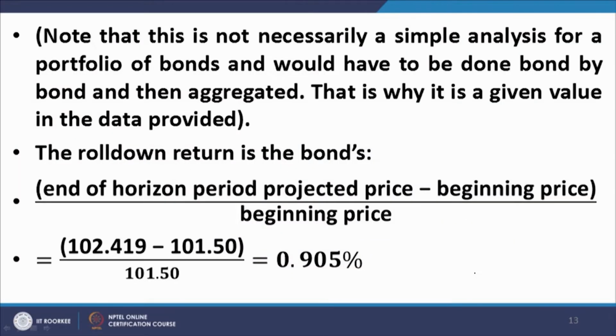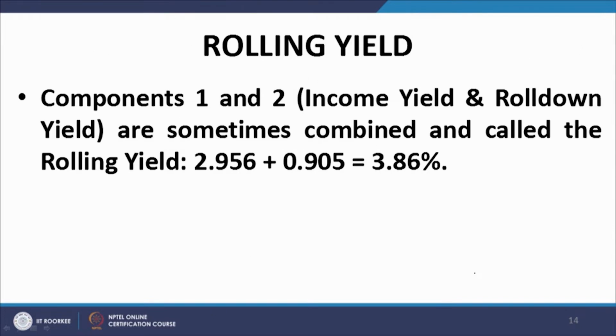The roll down yield will be given by the projected price at t equal to 1 year at the end of the holding period or at the end of the investment horizon, which is 1 year in our problem, that is 102.419 minus the initial price, which is 101.50, divided by the initial price, that is 101.50. So, that turns out to be 0.905%. The rolling yield is the aggregate of the income yield or the current yield and the roll down yield. The aggregate is sometimes called the rolling yield, and that turns out to be 3.86%.